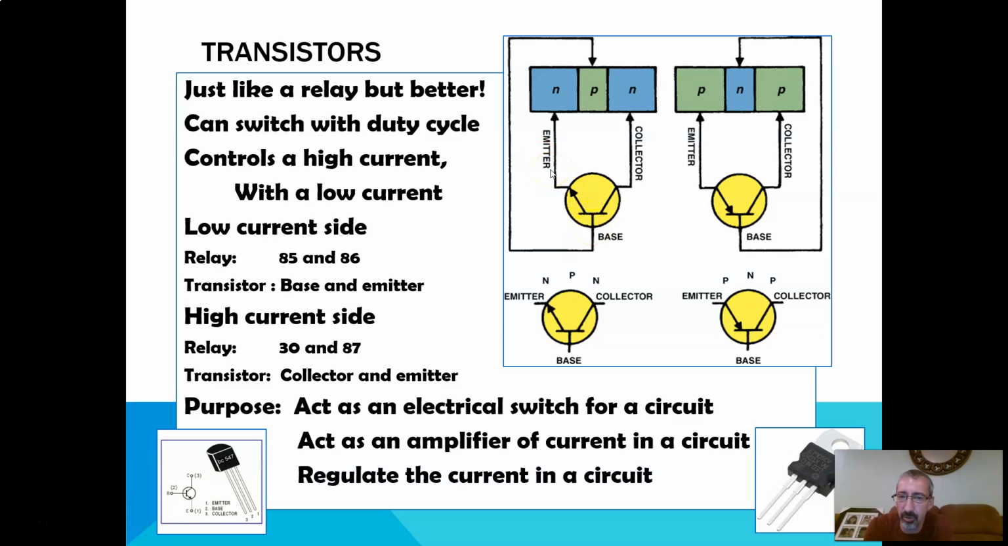85 and 86 are the low current windings. We have that same thing that's here. The high current side on a relay is 30 to 87. And on the transistor, that's the collector to the emitter. So when this is opposite of this, what's on this flows out of that, right? So if the base is ground and this becomes power, when that both becomes this power flows out the collector, right? So the purpose of this is it's an electrical switch for a circuit. It acts as an amplifier of current in a circuit, and it regulates the current in a circuit, right? So it's kind of neat.